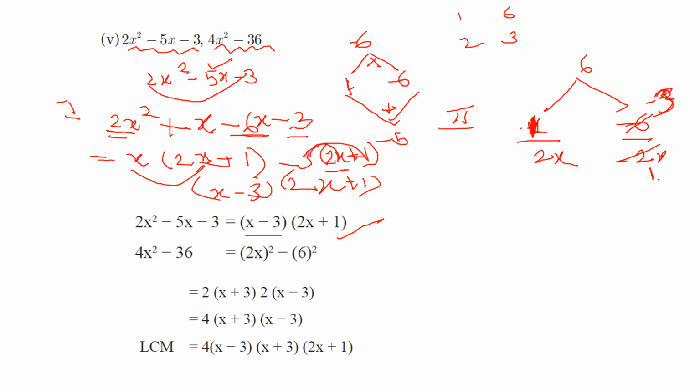Denominator x, you keep it. So the factors are 2x plus 1 and the next one, x minus 3. Do you understand this? Okay, you can use any method. So we find out this factor.